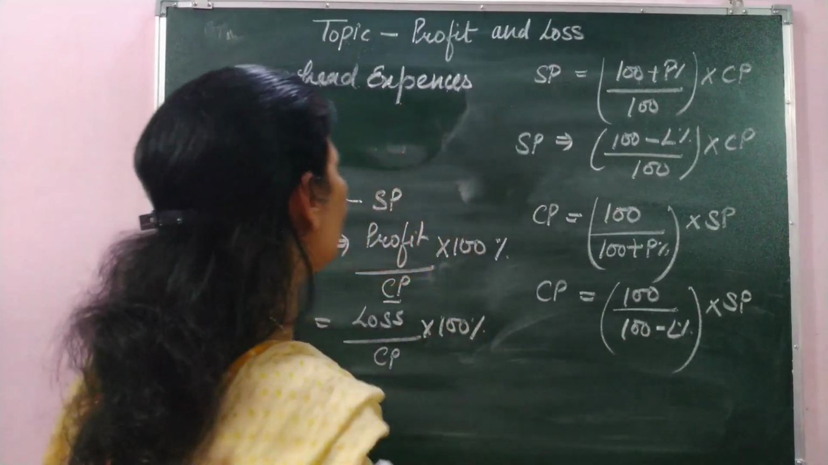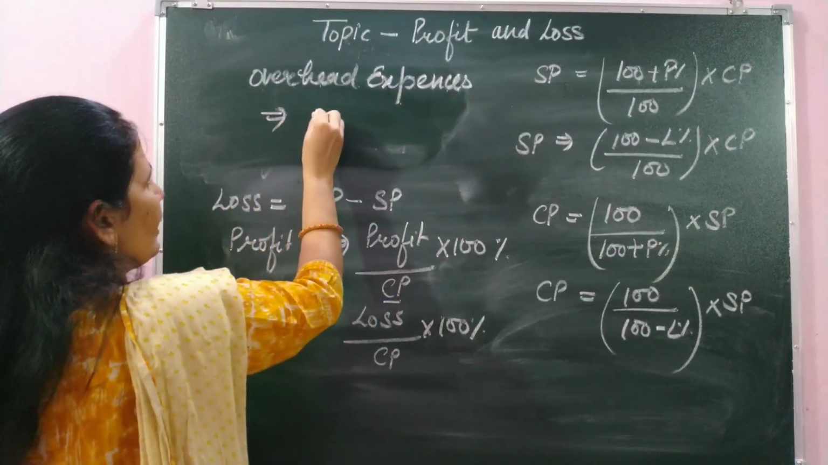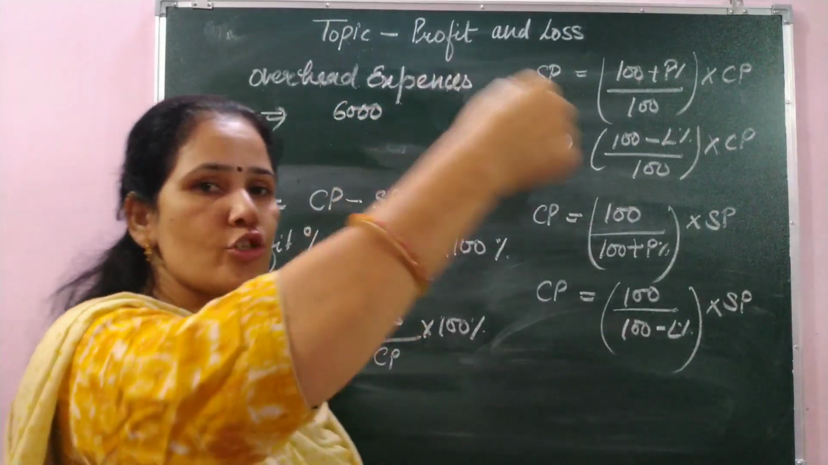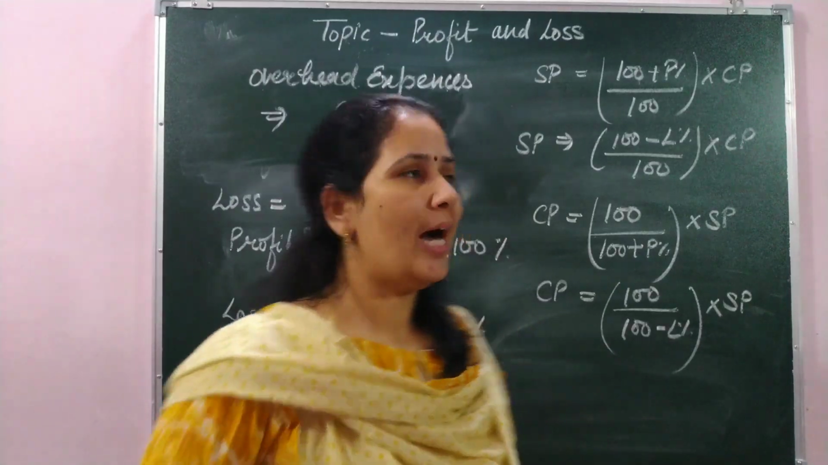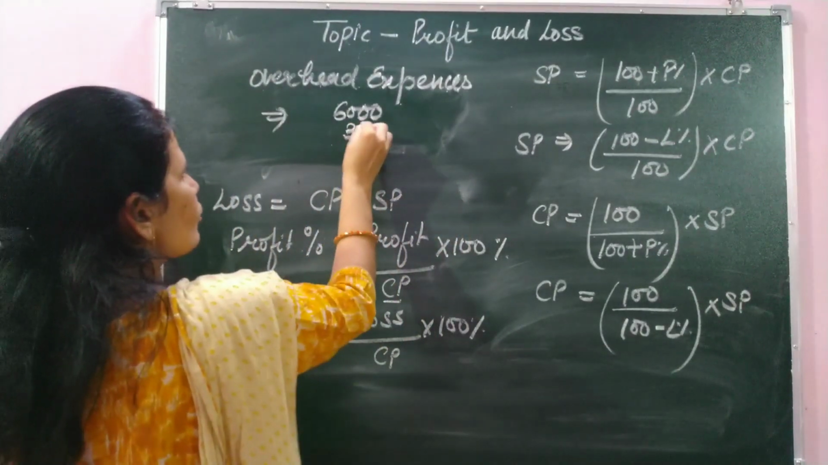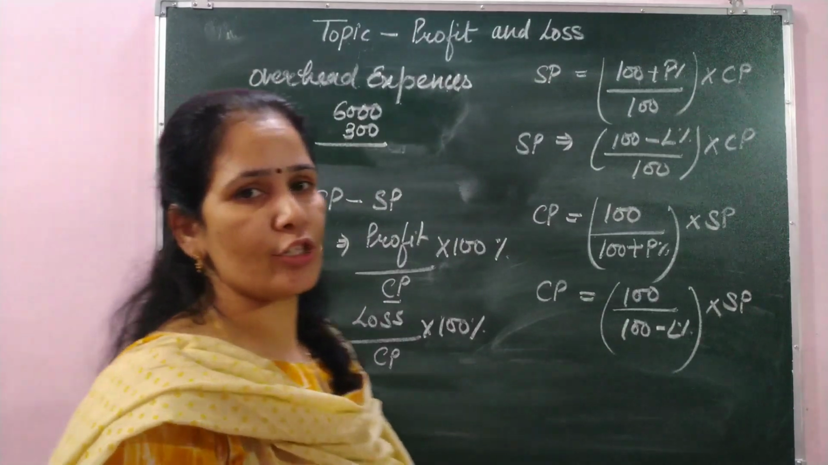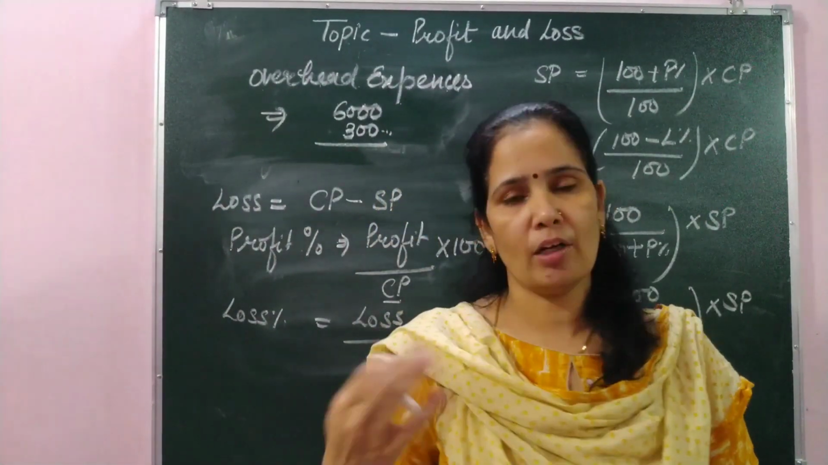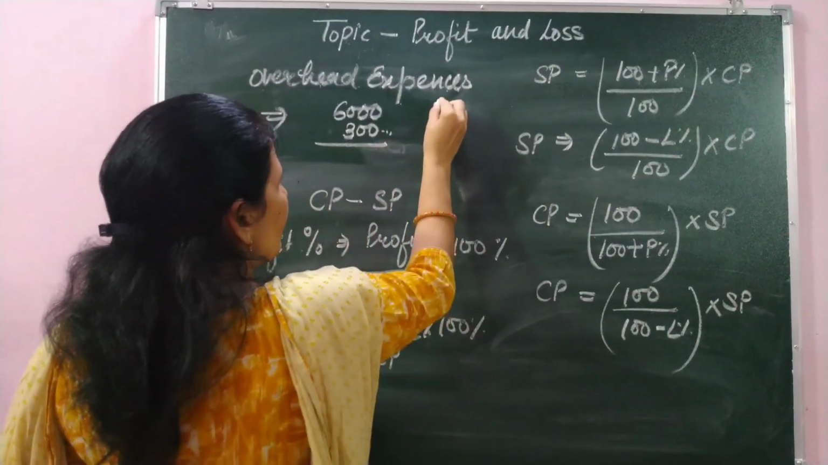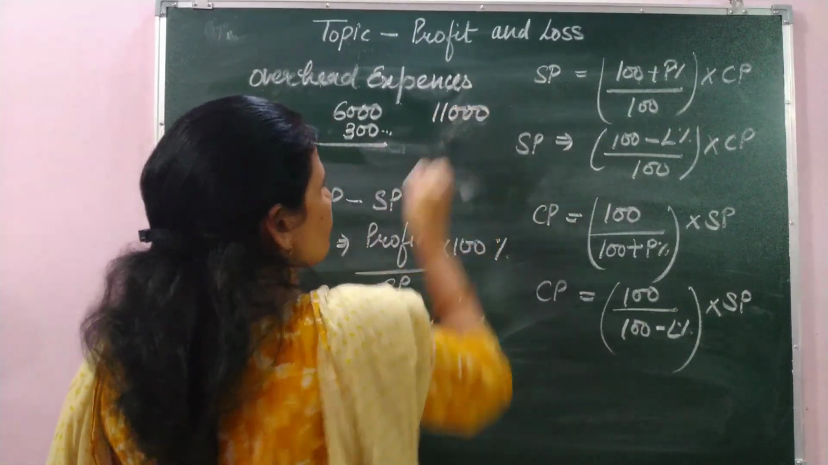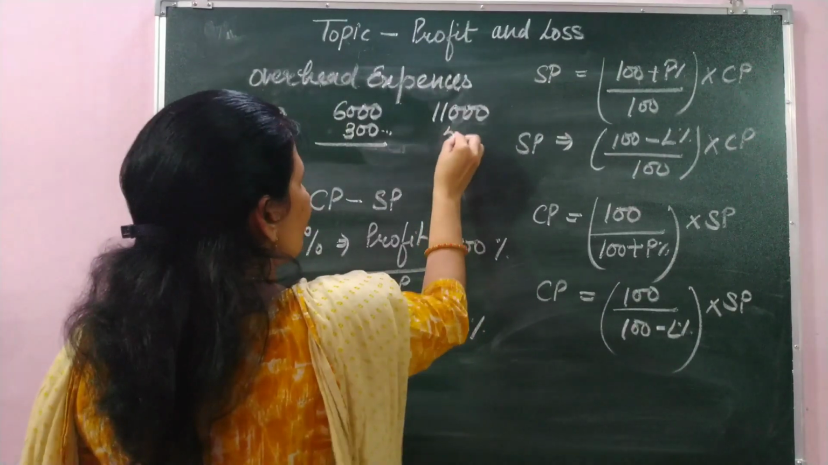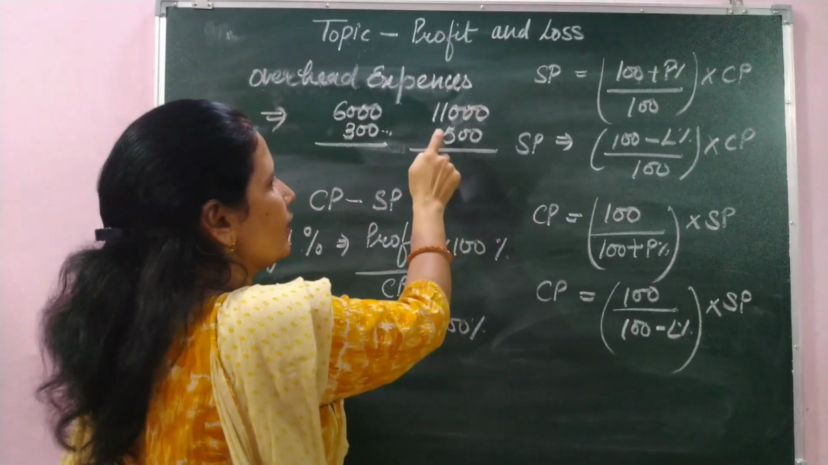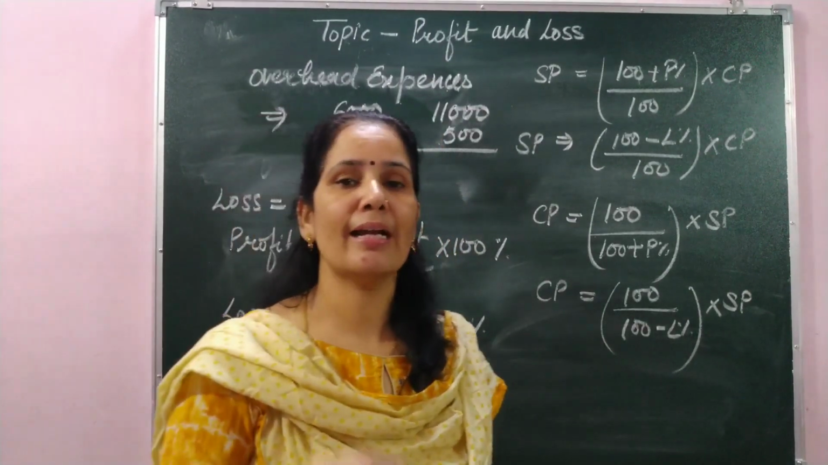For example, I will give you an example. I have purchased an almirah for rupees 6,000, and from the shop to home, I have paid 300 rupees for its transportation. So this 300 rupees is our overhead expenses. Now I am giving you another example. I purchased a scooter for 11,000, and 500 was spent on its repairing. So what is this 500? This 500 is overhead expenses.